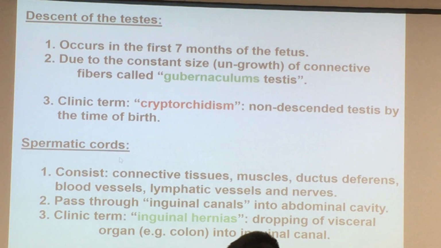A bundle of tissue, including muscle, ductus deferens, blood vessel, and lymphatic vessel, we call the spermatic cord. It drops down through the inguinal canal to the outside of the body. And if the inguinal canal is not sealed very well, we call it a hernia. What happens is that a visceral organ, like the small intestine, can also drop down into the inguinal canal.